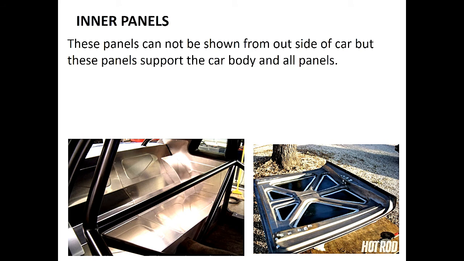Inner panels. These panels cannot be shown from outside of the car, but they support the car body and all panels. You know, these panels are not visible while you are sitting in the car. With some plastic or some finishing, these inner panels are kept hidden. They cannot be seen from outside of the car, or even from inside of the car, but they support the car body and all panels as well.